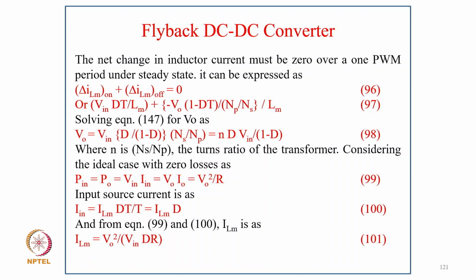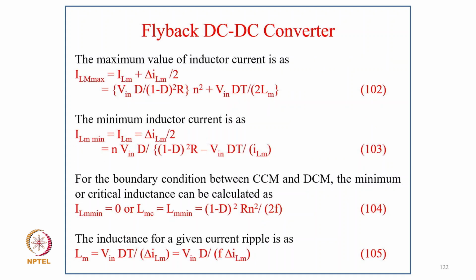So where n is Ns upon Np, the turns ratio of the transformer, considering the ideal case with zero losses. So Pin equal to Po, Vin Iin equal to Vo square upon R. Input source current is Vin ILm dt upon T equal to ILm D, and from this ILm equal to Vo square upon Vin into D R.